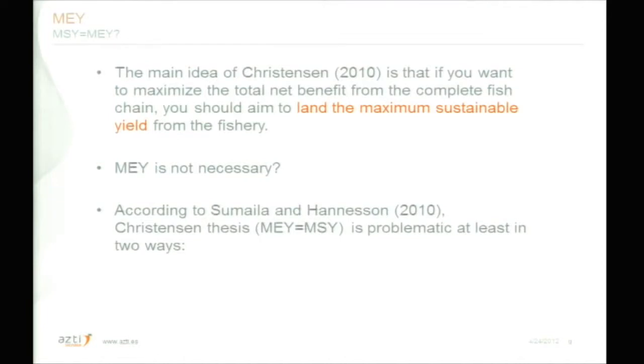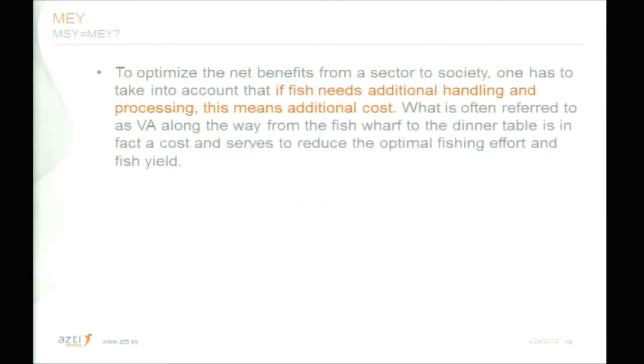And I would also like to mention another paper by Sumaila and Hannesson, 2010, where they analyze Christensen's thesis, which is MEY equal to MSY, and they say that this is problematic in at least two ways. The first one is that to optimize the net benefits from a sector to society, one has to take into account that if fish needs additional handling and processing, this means additional costs. So what is often referred to as value added along the way from the fish wharf to the dinner table is in fact a cost and serves to reduce the optimal fishing effort and fish yield.